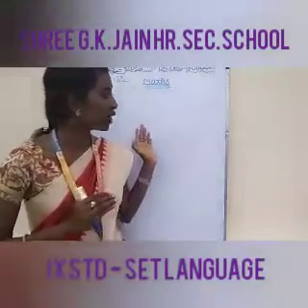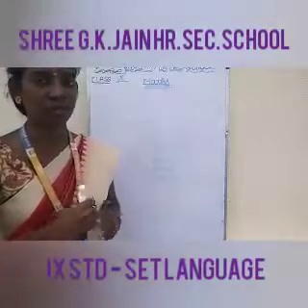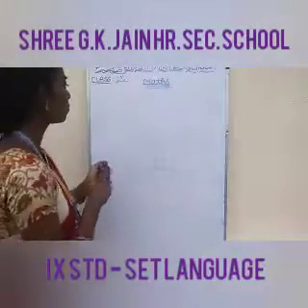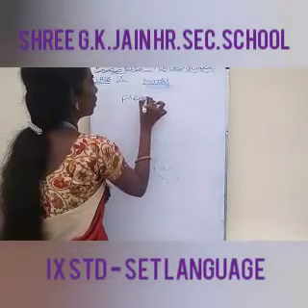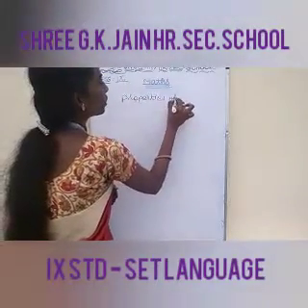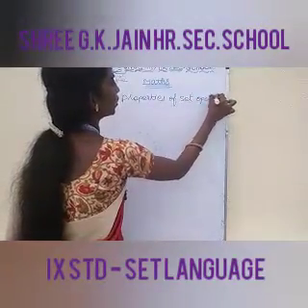Okay, so now we have to see the associative property. This is your second property of set language. So this is your topic, properties of set operations.